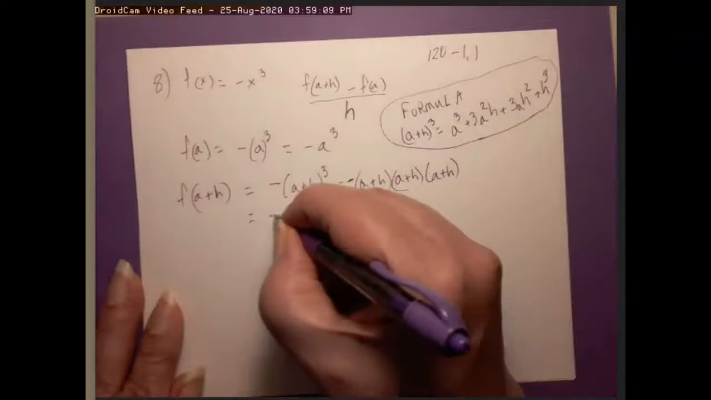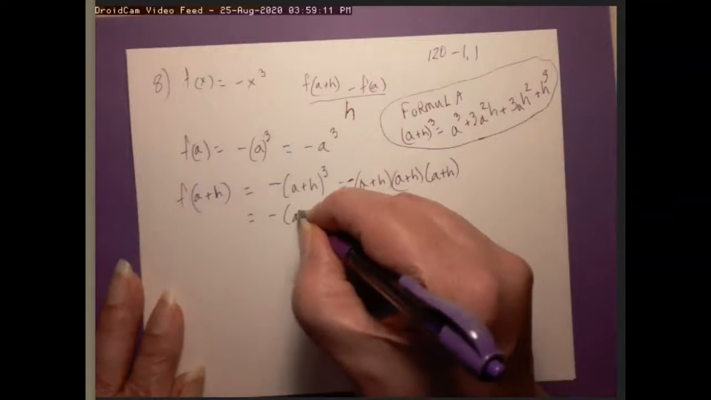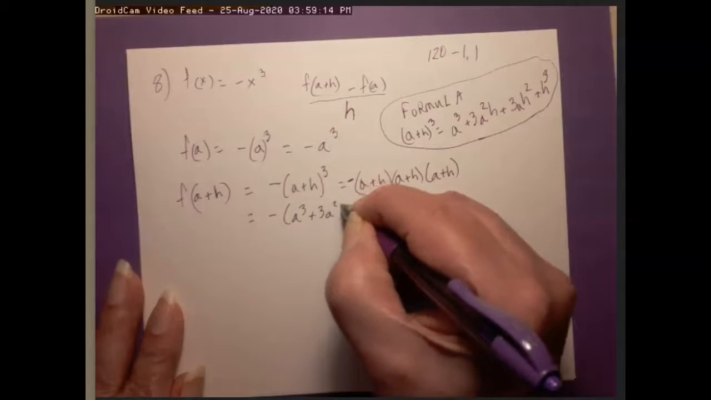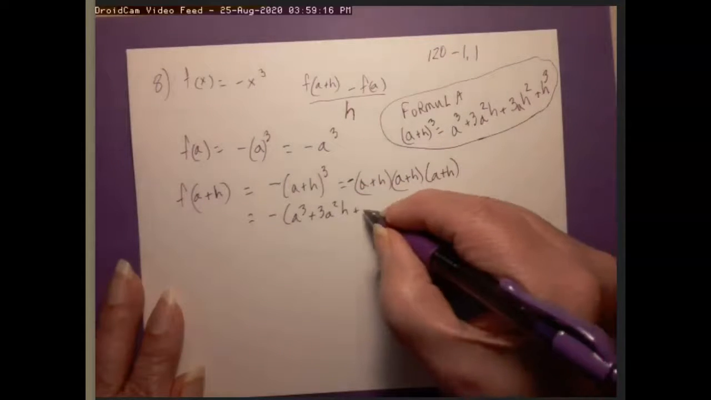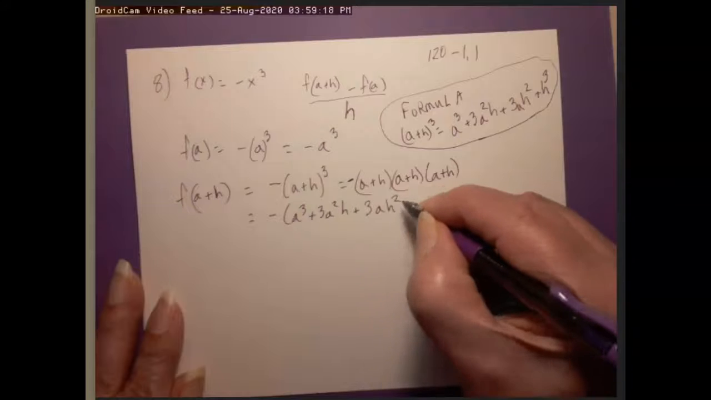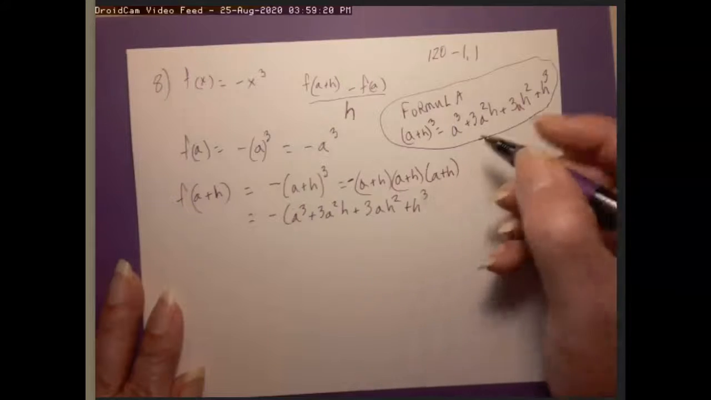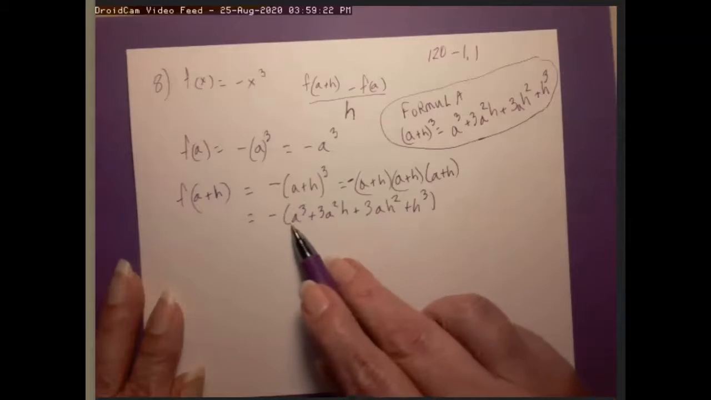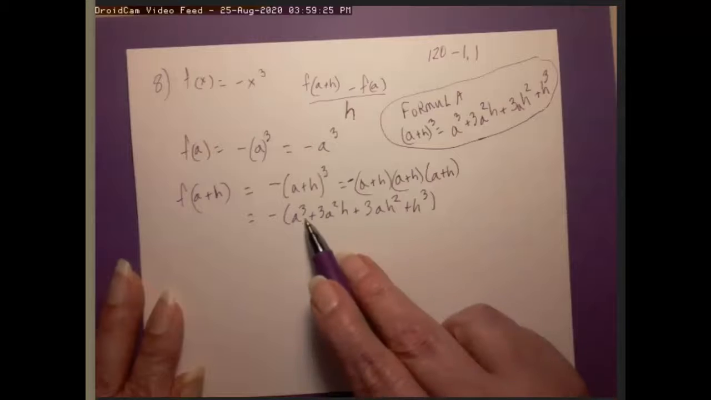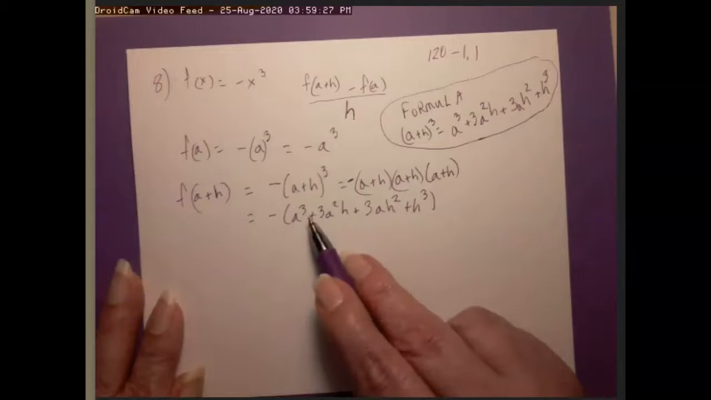So this ends up being negative times a cubed plus 3a squared h plus 3a h squared plus h cubed. So the binomial coefficients here are 1, 3, 3, 1. And notice the a's go down and the h's go up.